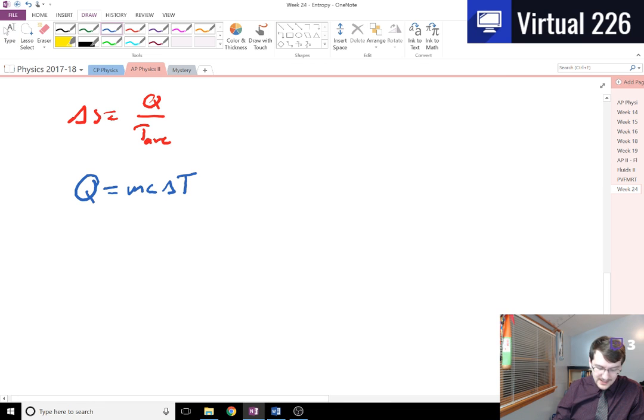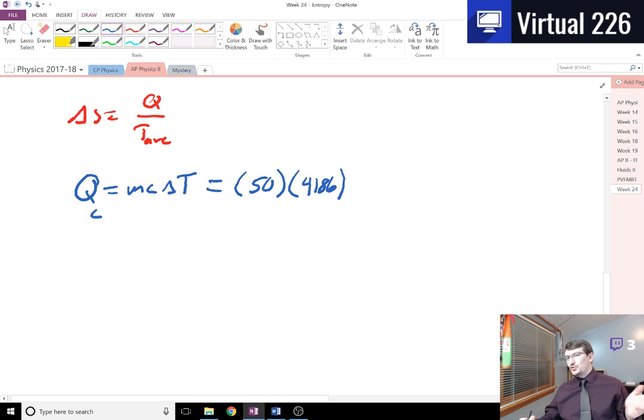If we look at the cool water here, we'll do this in blue for the cool, we know its mass is 50 kilograms. We know the specific heat of water is 4,186. That is in joules per kilogram Kelvin or Celsius. And because it's Celsius or Kelvin, the difference doesn't matter here. This value here is 2, whatever you'd like it to be.